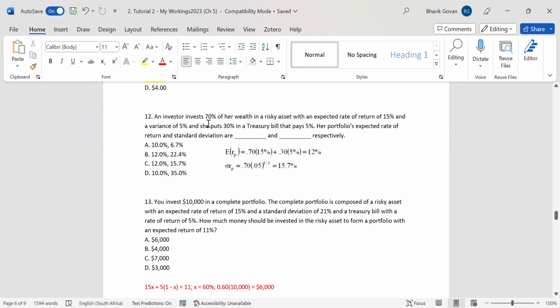So expected return, I'll say 0.7 times 15% plus 0.3 times a 5% return. That's how I get 12%, and then I need to calculate the risk of this portfolio. So I'll say 0.7 times the risk of the risky asset, which is 5%, so square root of 5%, and I'll get 15.7%, so the answer is C.